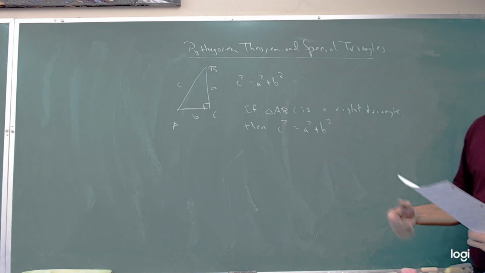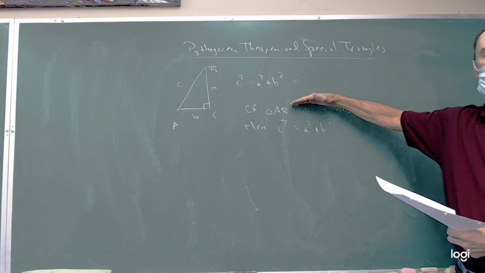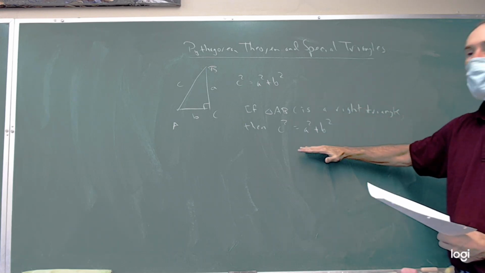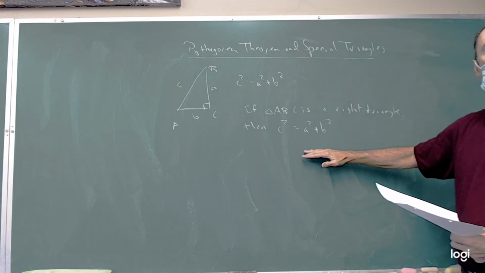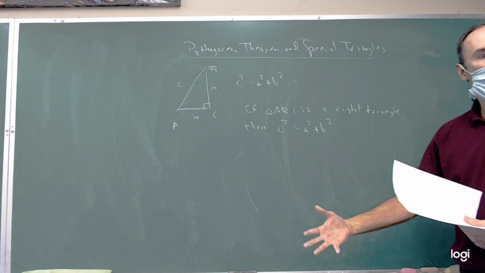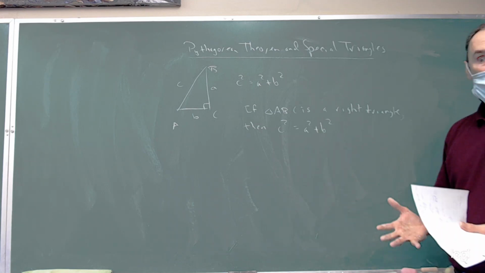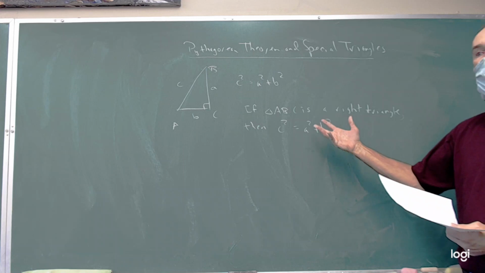Now, an if-then statement can be true. What it means to be true is anytime the if part, the condition, is satisfied, then the conclusion also follows. The converse is not always true. If you switch the order, sometimes it's true, but sometimes not. It depends on what the theorem is.